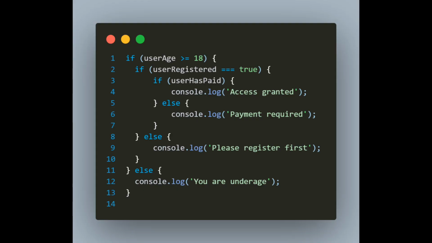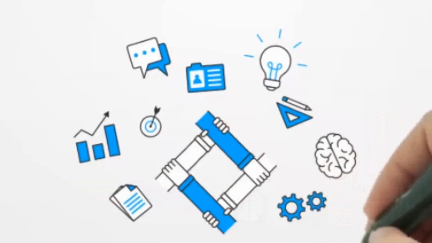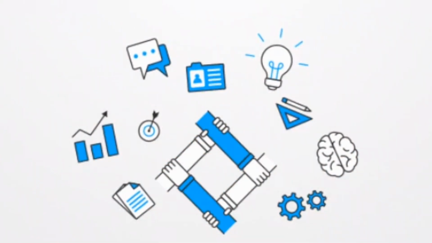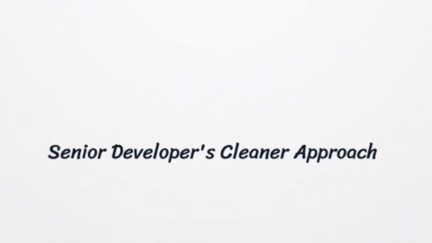The junior developer wrote this nested and complex if-else statement. While this works, it's unnecessarily complex. The nested structure makes it harder to read and maintain. Now, here's the cleaner version written using else-if statements.